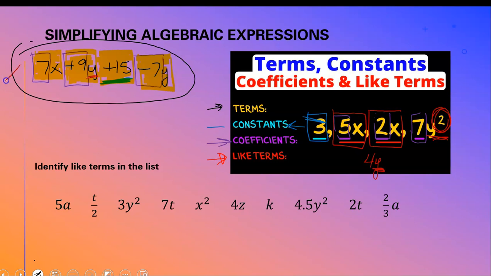Okay. Going to the left side here, our like terms are the 9y and the negative 7y. These are like terms, meaning we can put them together.